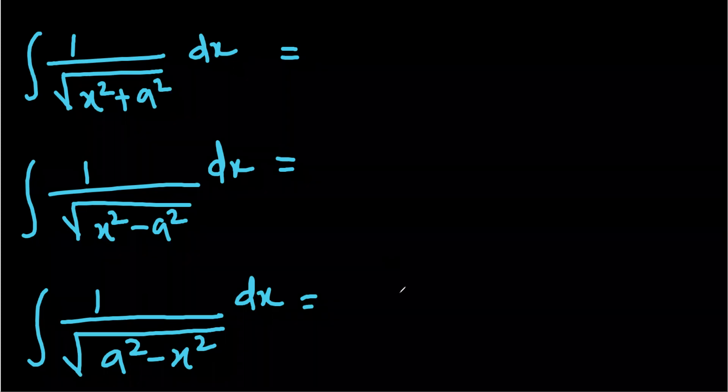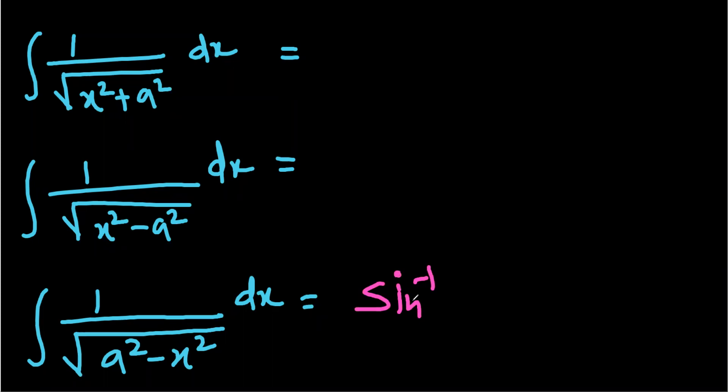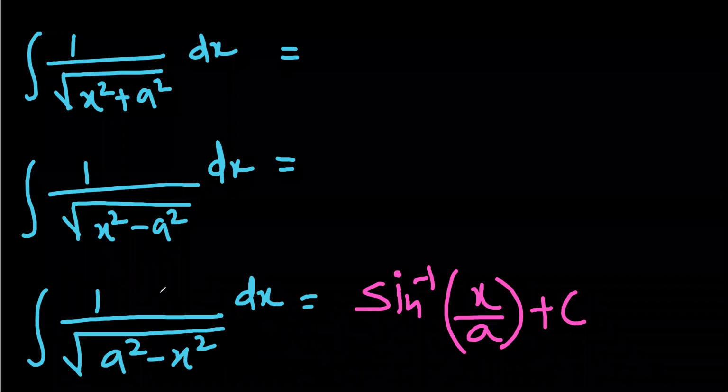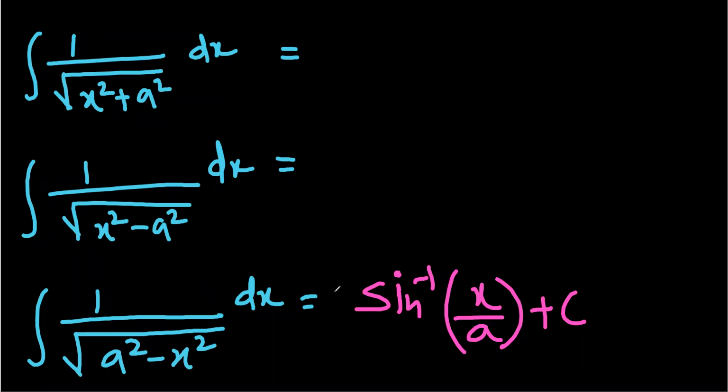And what is that? It is sine inverse of x over a plus c. And the rest two resemble each other. The integrals of the first one and the second one look alike. They are not the same, but they look alike. But the third one is totally different. So this is the first thing that you will keep in mind: when I have square root of constant square minus variable square in the denominator, the answer is different from the rest two of its type.